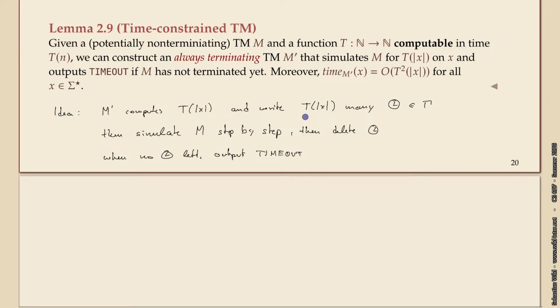Well, there must be a way to compute the function t. And in general, not all functions are computable, but if it's some polynomial, say n to the fifth, there's a program that produces n to the fifth many ticks on a tape by, for example, nesting 5 for loops within each other, right? For i from 1 to n, for i from 1 to n, 5 times.